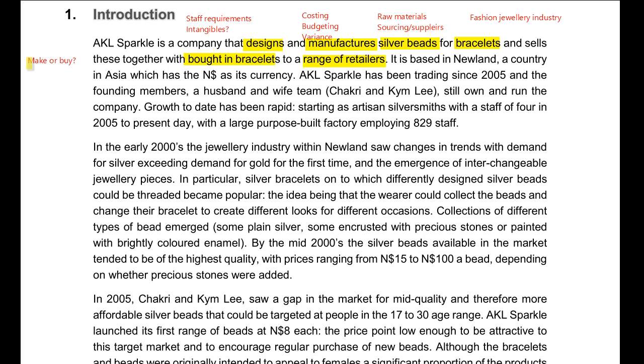So in terms of marketing, there's going to be a mix there. They're obviously going to put a lot of money into marketing their products to end consumers because this is fashion and jewelry, and marketing is very, very important in that particular industry. But also they're selling to other businesses rather than to customers.